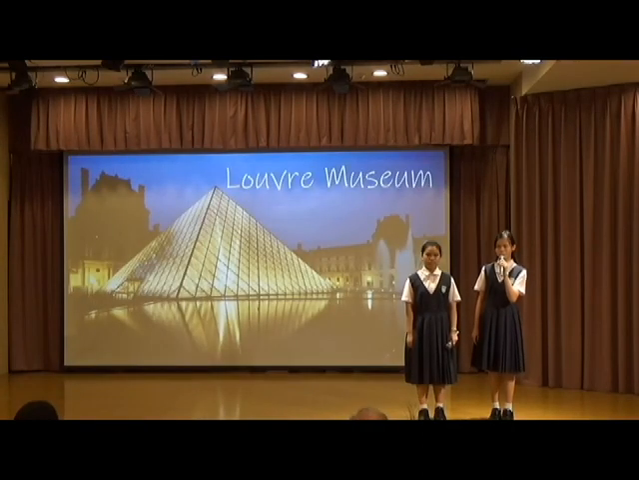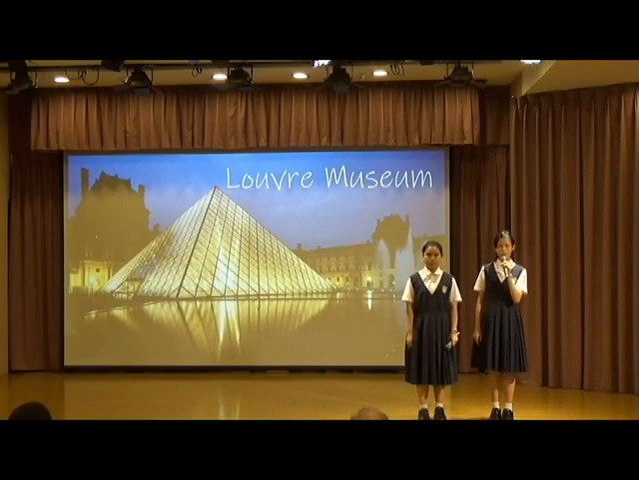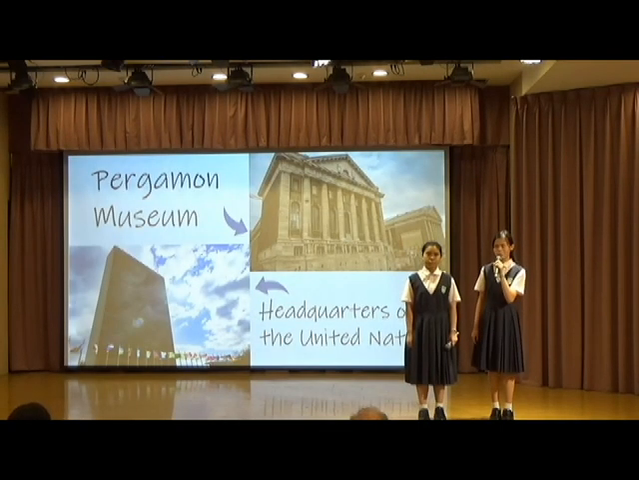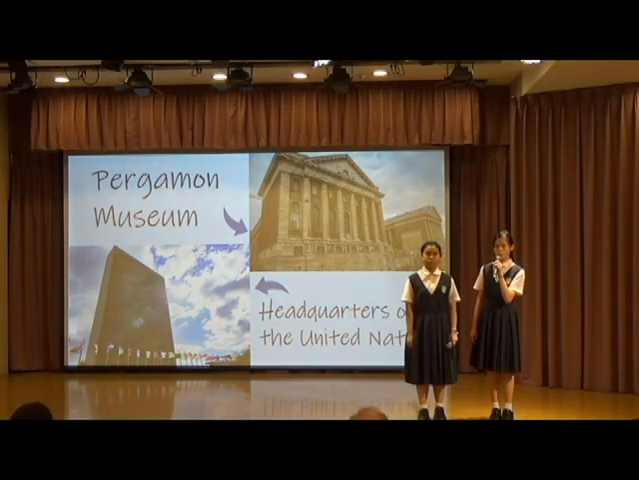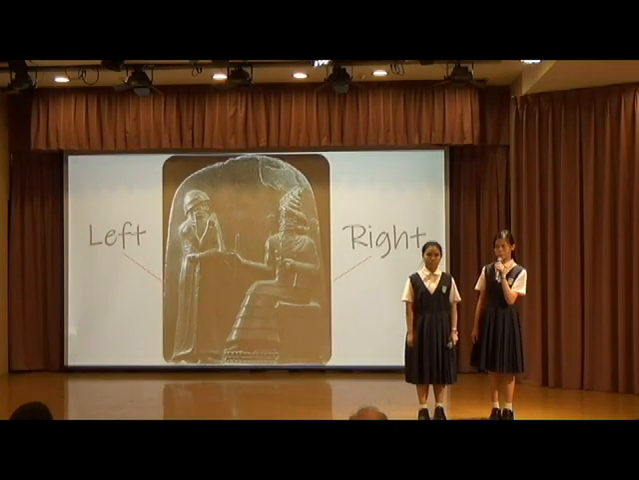It's now in the Louvre Museum. It was found in 1901 at the site of Susa in Iran. There are many replicas of the Code of Hammurabi around the world, including at the headquarters of the United Nations and the Pergamon Museum in Berlin. Hammurabi's code was the first Mesopotamian law collection to be discovered, but it was not the first written.